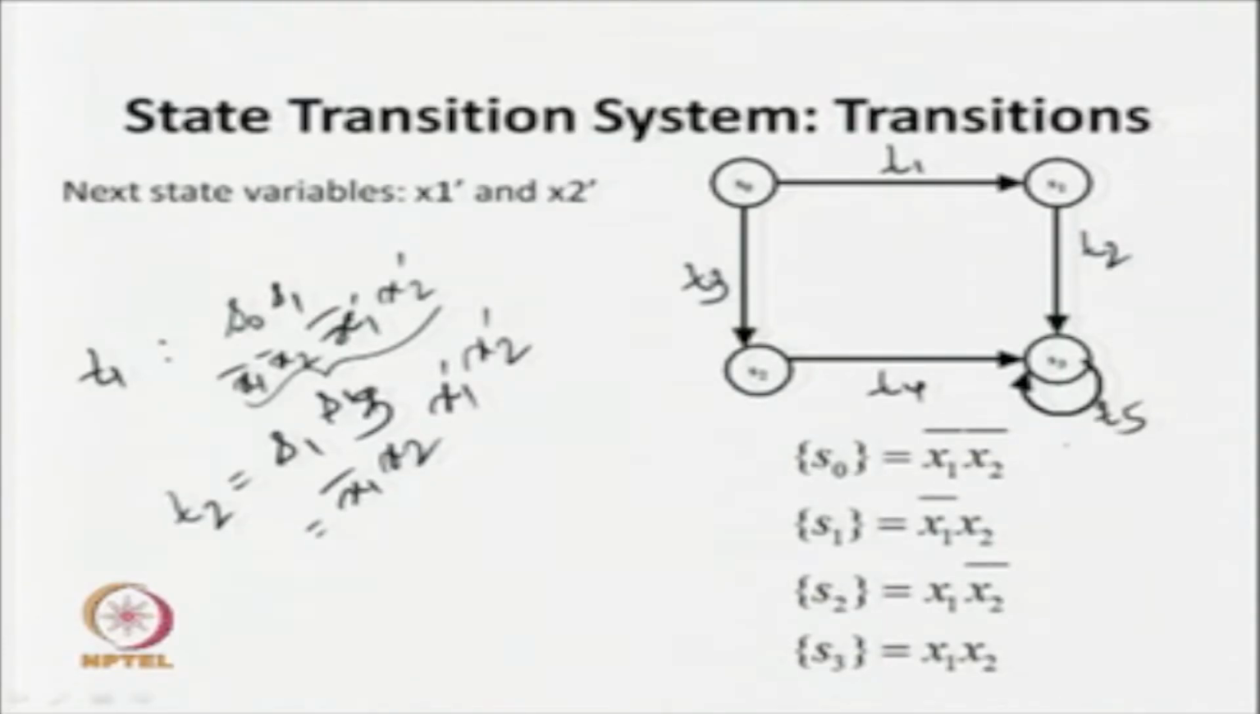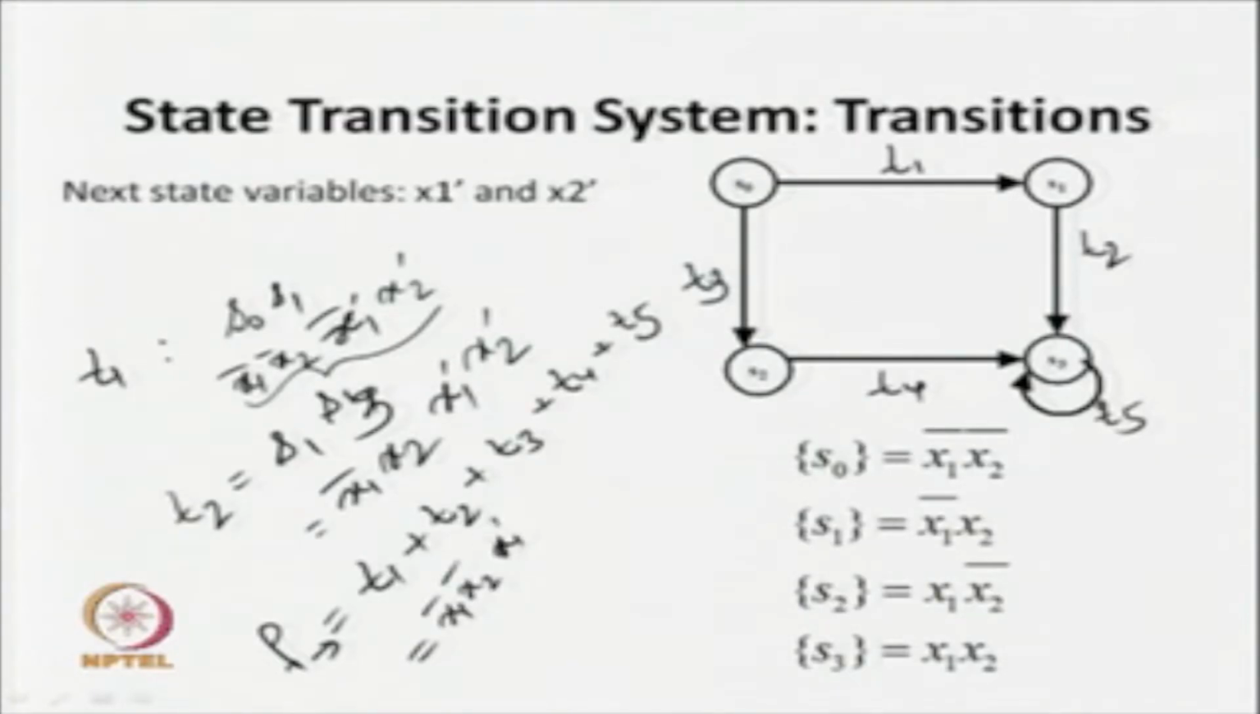All those 5 transitions will be represented with the help of the summation: T1 plus T2 plus T3 plus T4 plus T5. These are the 5 transitions that we have in this system. So, this expression is going to represent the transition behavior. Transition T1 is represented by x1 bar, x2 bar, x1 prime bar, x2 prime, plus x1 bar, x2, x1 prime, x2 prime, and like that I can write the expression.